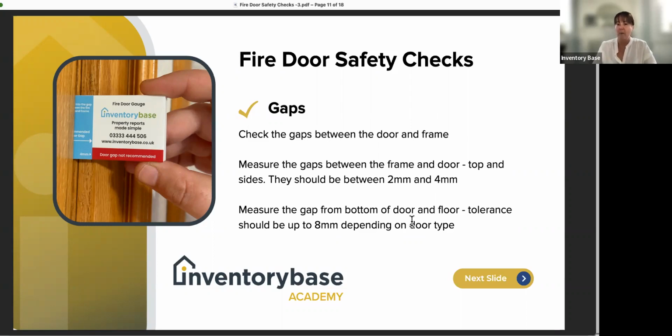And also measure the gap from the bottom of the door and the floor. So the tolerance is around about 8 millimeters, depending on the door type and the floor type, but it certainly shouldn't be any more than 10, but average should be around about 8 millimeters. And again, you'd use a door gauge, or you would use a ruler, or if not a tape measure, to show that. And again, record that, put that in your pictures, put that in your video.